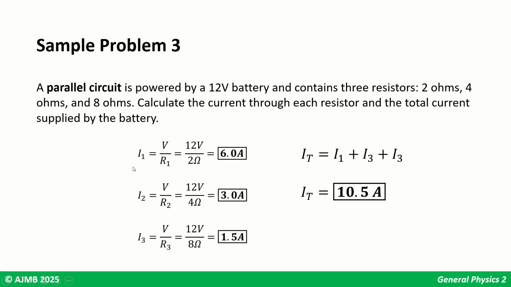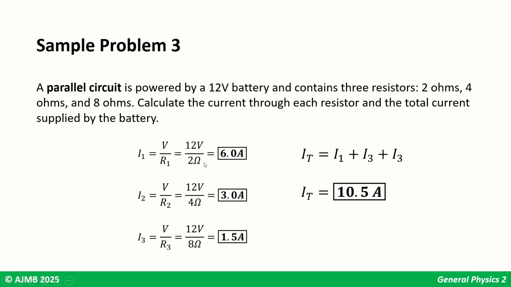I will still use I is equal to V over R, V over R, V over R. What's different in these calculations would be the resistances, right? Each resistor would have different resistances. So for I1, the current passing through resistor 1 is 6 amperes. For resistor number 2, the current passing through is 3 amperes. And for resistor number 3, it's 1.5 amperes.